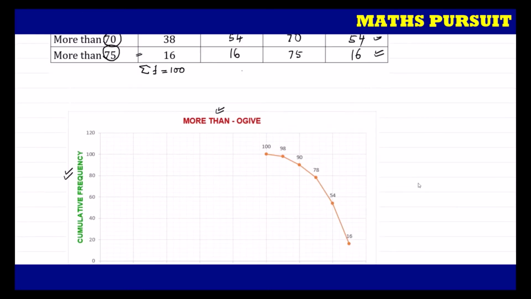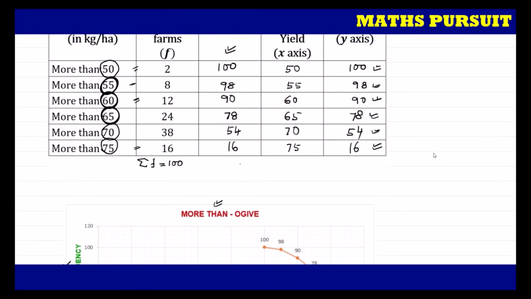And let us now see what are those coordinates that we got and how these coordinates are reflecting here. The first coordinate is 50, 100, and then we have 55, 98, 60, 90, 65, 78, 70, 54, and then we have 75, 16. Let us identify these coordinates in our graph.